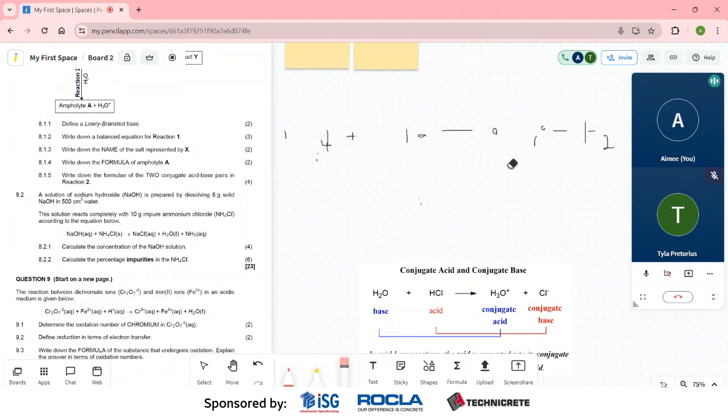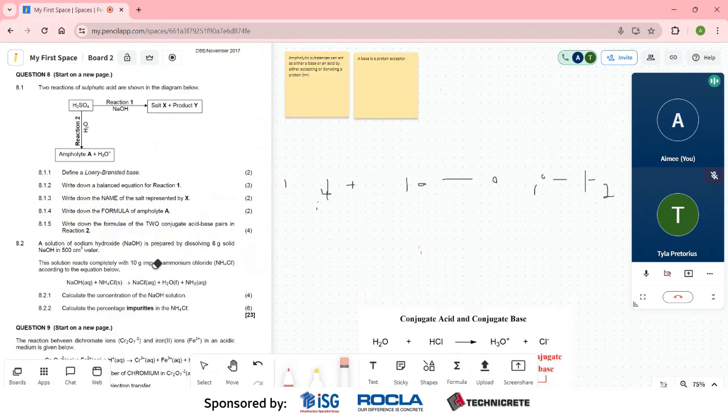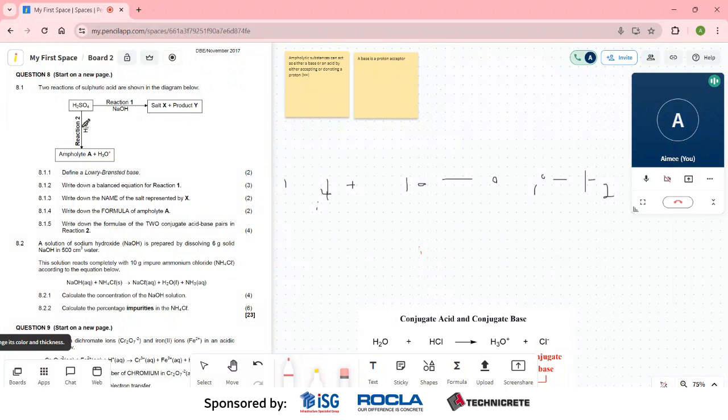Okay, now we go to our next one, 8.1.4. Write down the formula for ampholyte A. Okay, so remember I told you an ampholyte is a substance that can act as either an acid or a base. So it can either donate or accept a proton. Okay, so they're asking what is ampholyte A? Okay, so you know that it's got to be some form of H2SO4 because that's what we're working with. That's what's got to be here. Okay, and you can see that H2O has gained a proton. It's become H3O positive.